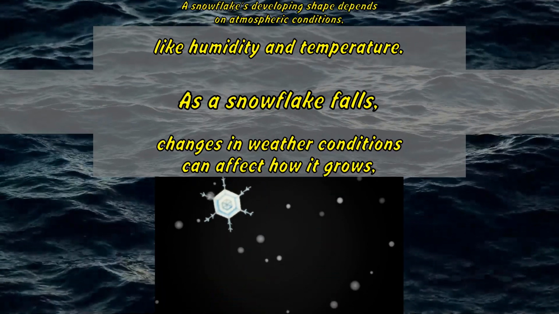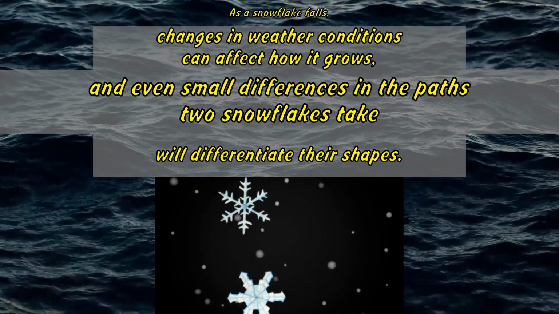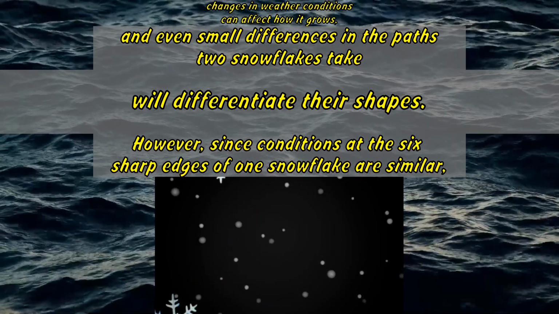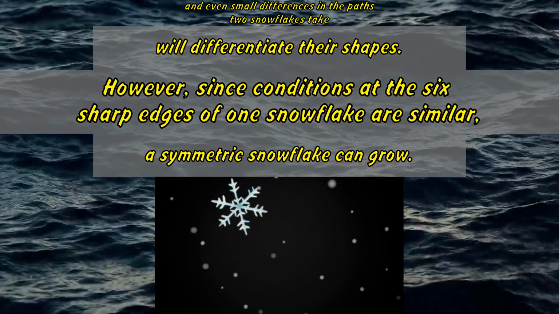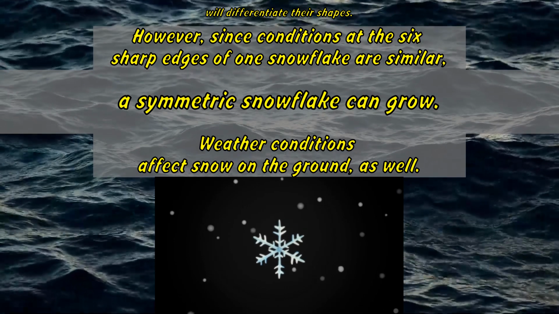As a snowflake falls, changes in weather conditions can affect how it grows, and even small differences in the paths 2 snowflakes take will differentiate their shapes. However, since conditions at the 6 sharp edges of one snowflake are similar, a symmetric snowflake can grow.